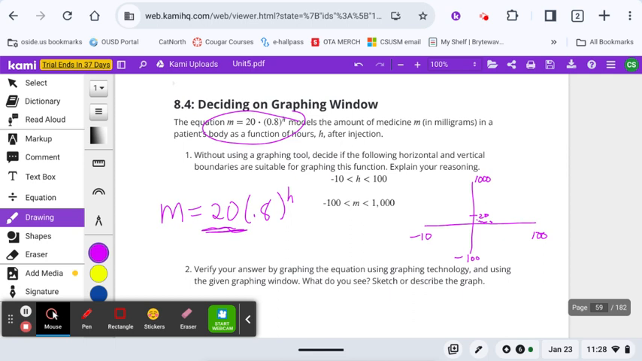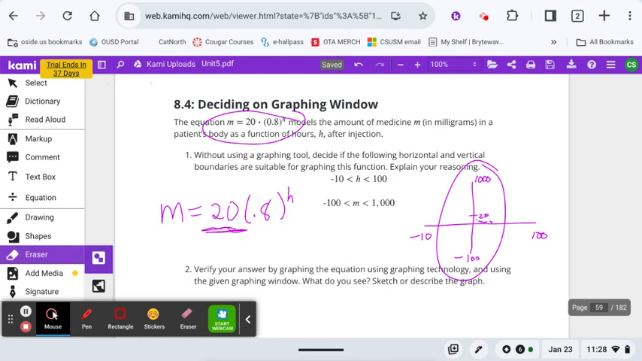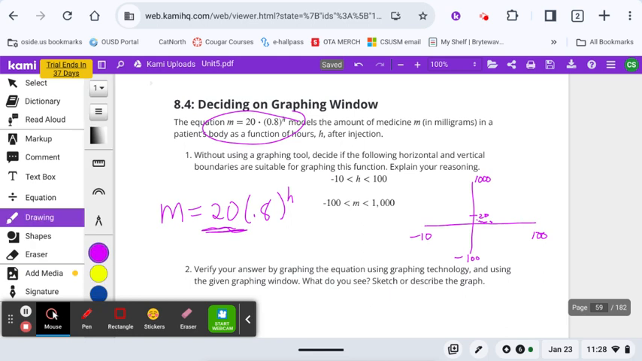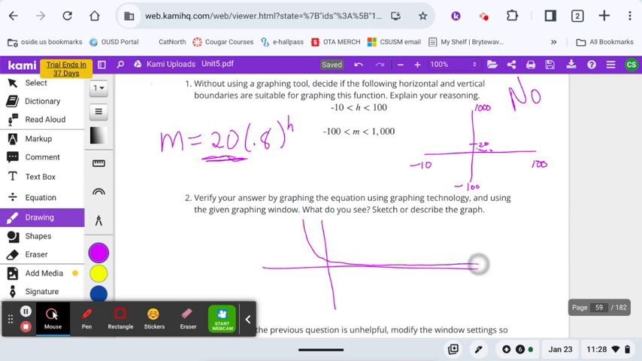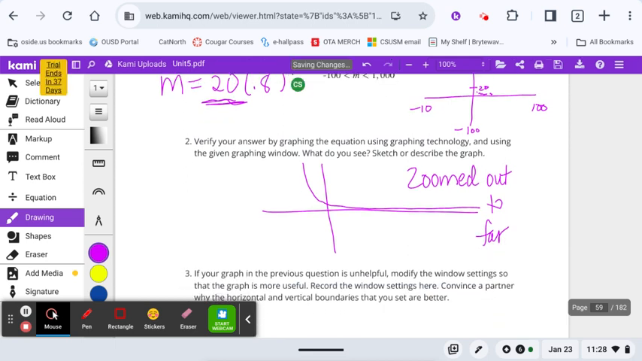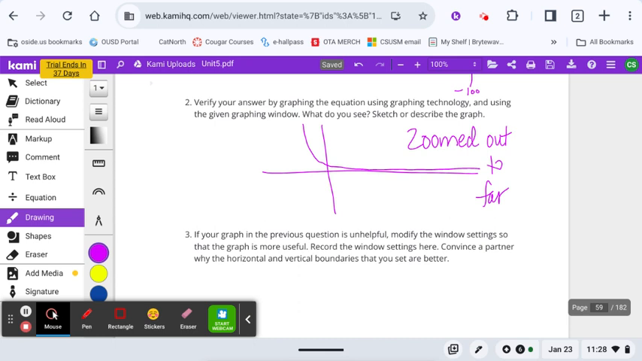So we're kind of like, 100, negative 100 to 1,000. That's kind of a big axis. So do we think that this is going to be good? Students were saying yes or no based on just guessing first. And then we went to verify it by graphing. And when we graphed this on our online calculator, we saw that this was a really far out zoom. And so, no, we did not like the way it looked on there. And so once we graphed that, we saw it was too zoomed out.